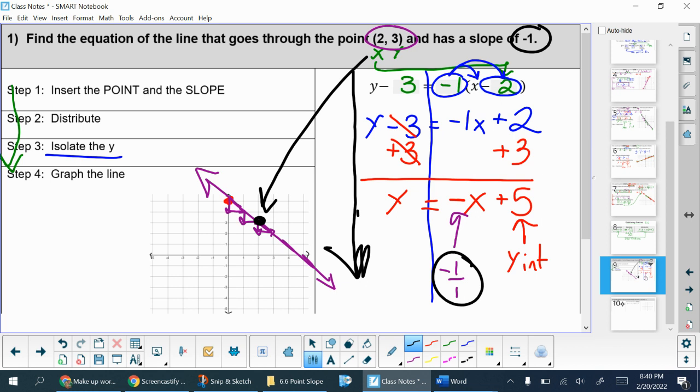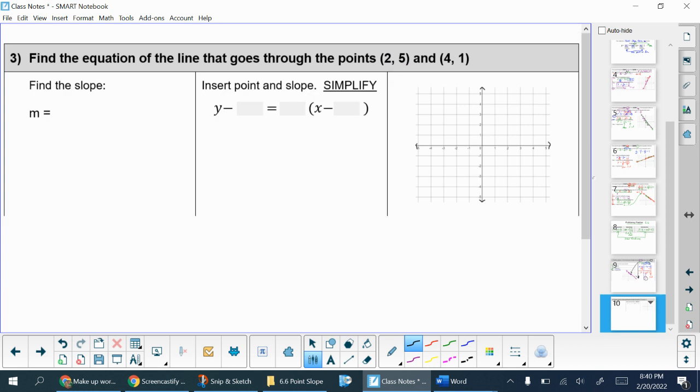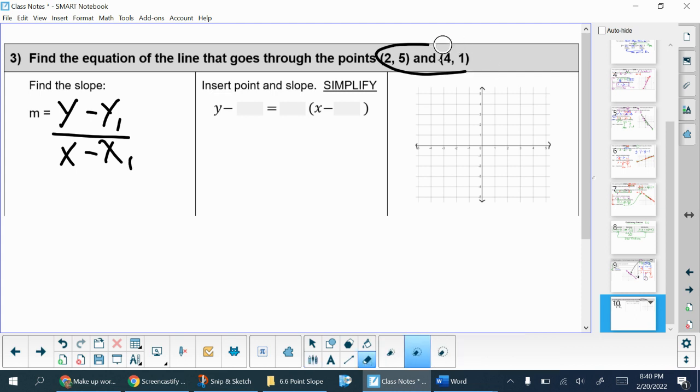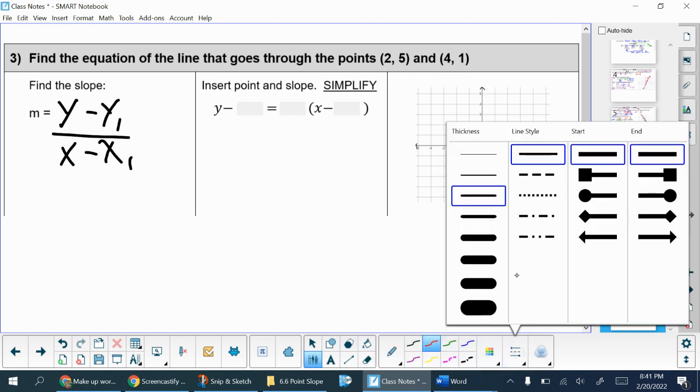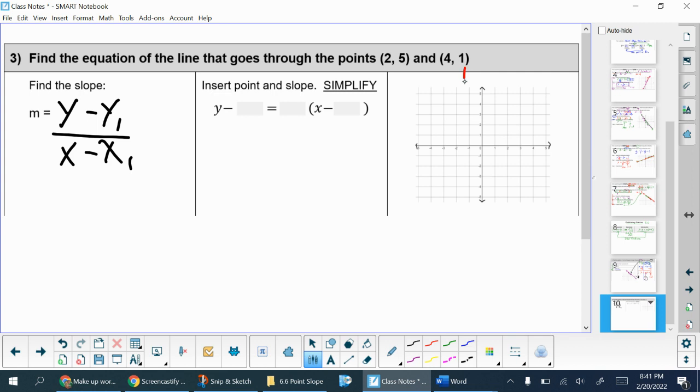Last one here. I would pause, do number 2 first, and then come back to this one. But on this one, we've got a little bit extra here because we've got to find the slope first. So I'm going to start off by reminding myself of the formula before I plug in the numbers. And again, I like to see this. I think it's helpful. It's helping a lot of you to not make some silly mistakes here.